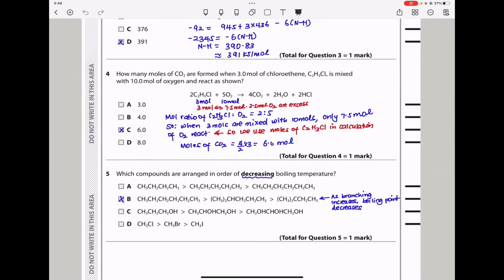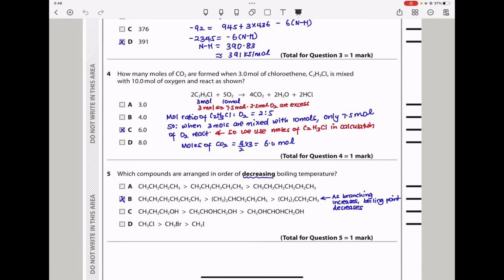Moving on to question 4, they say, how many moles of carbon dioxide are formed when 3 moles of chloroethene, which is this, is mixed with 10 moles of oxygen and react as shown below? So here they've given us the equation for the reaction, and we know we have 3 moles of that, 10 moles of that. However, we have to use the mole ratio from the equation to know how many moles are going to react. I'm talking about moles of oxygen. So we know that the ratio should be 1 to 2.5. If we have 3 moles of chloroethene, we'll need 5 divided by 2 times 3 moles of oxygen, which is 7.5 moles. And that means 2.5 moles of oxygen are going to be in excess.